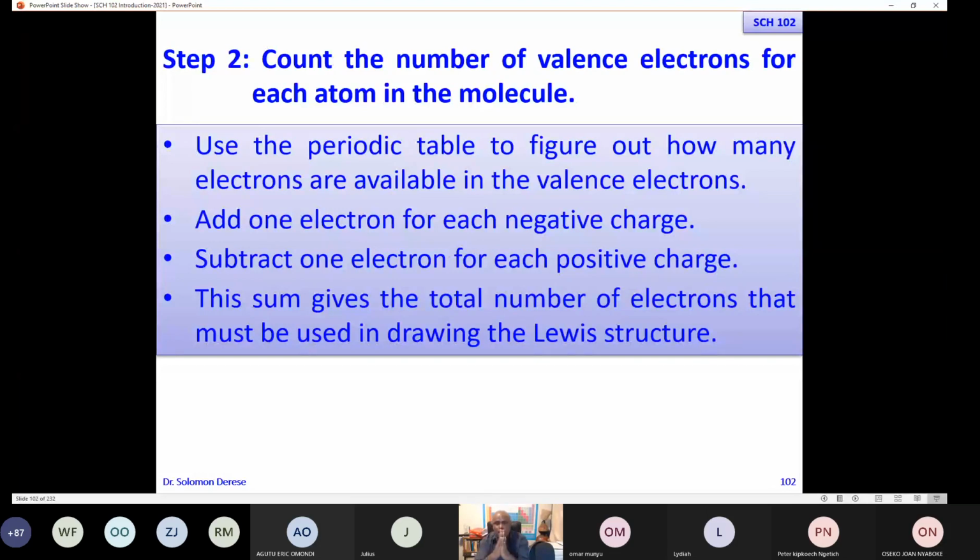Now, in step 1, we determine how the atoms are arranged. In step 2, we added up all the valence electrons of the various elements that are involved in chemical bonding. If it is negatively charged, we added. If it is positively charged, we subtracted. Now we have the total valence electrons. Remember, in step 1, we have determined which one is next to which one. In step 2, we know how many valence electrons there are, which we can put on these atoms we have arranged in step 1, following the octet rule and the duet rule.